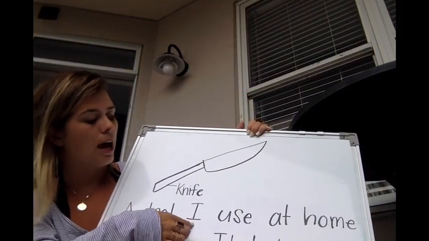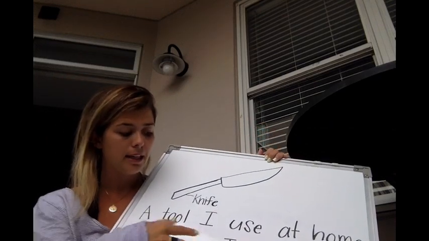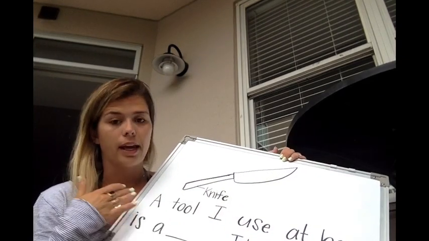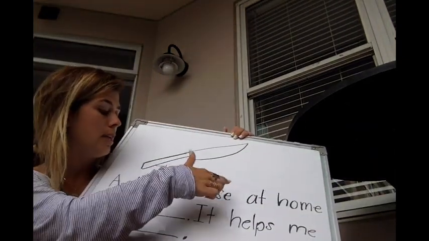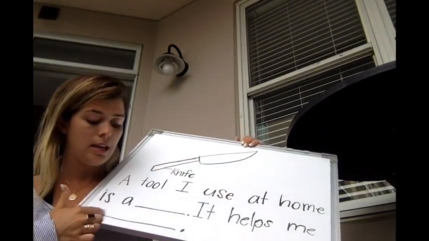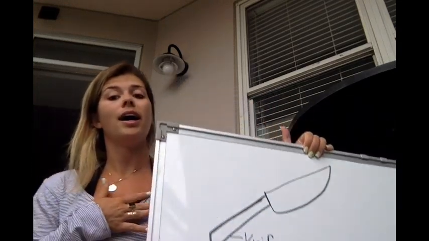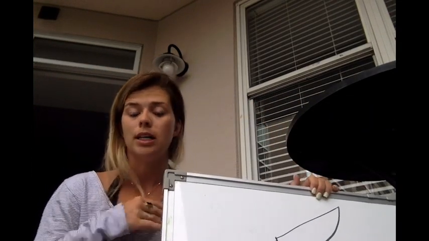A tool I use at home is a blank. It helps me blank. So for me, my sentence would sound like this. A tool I use at home is a knife. It helps me cook. So I cook a lot, so I love to cut up veggies and things. So for me, a knife helps me cook, okay?